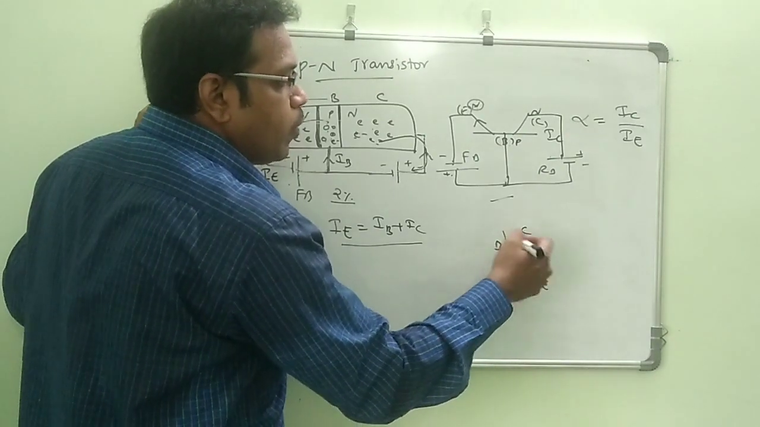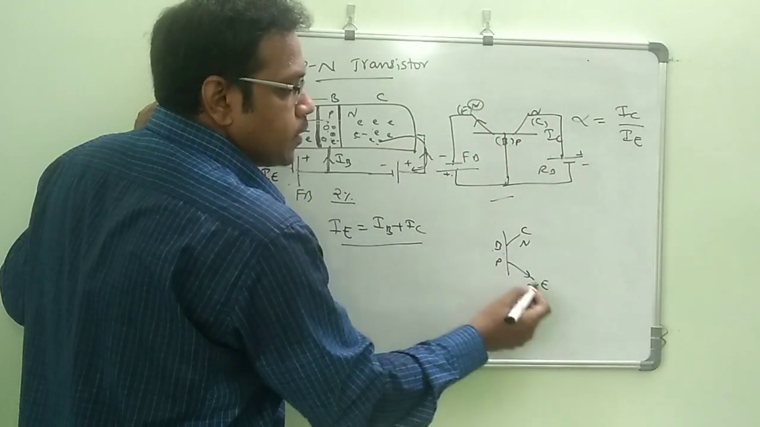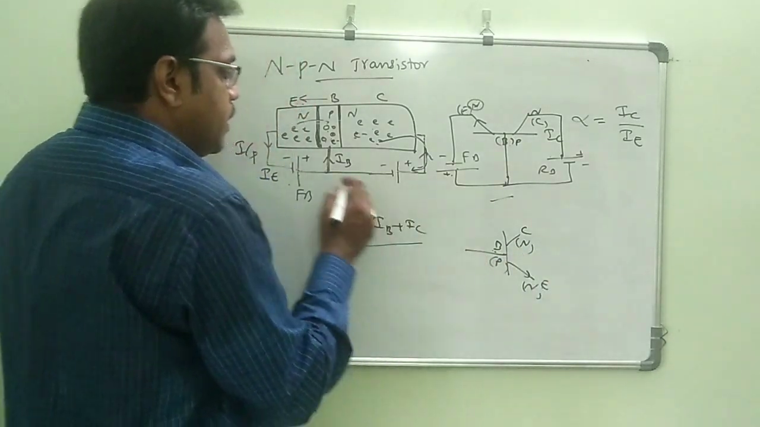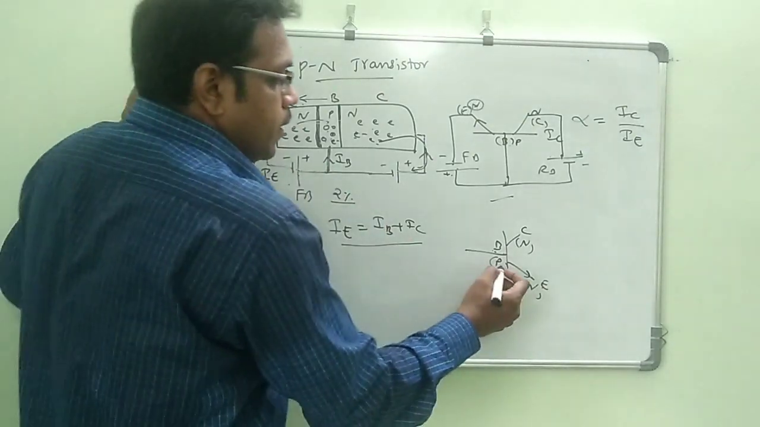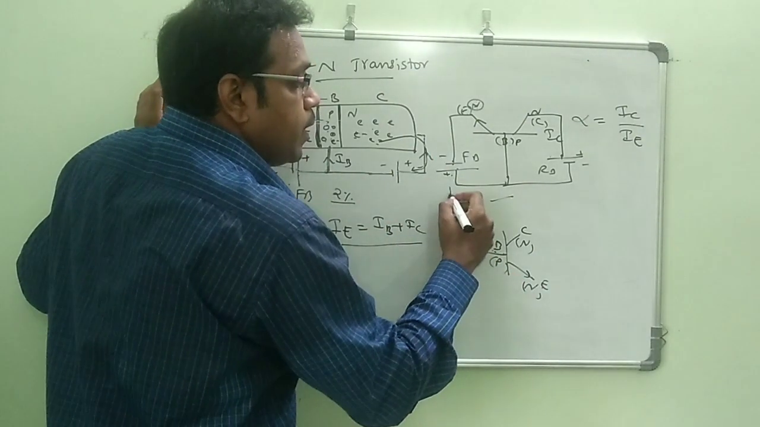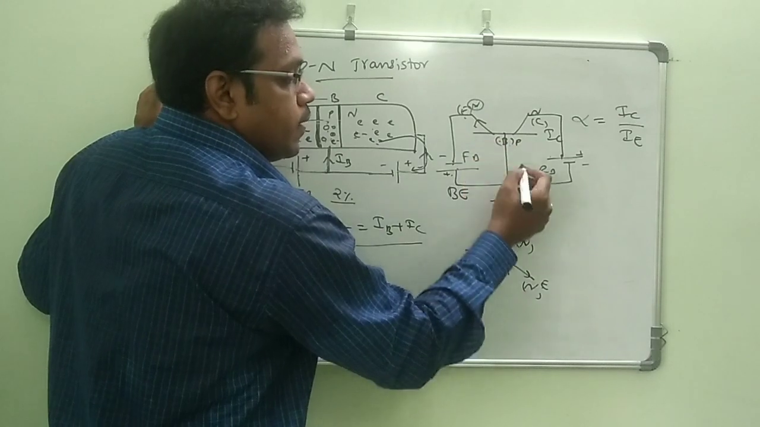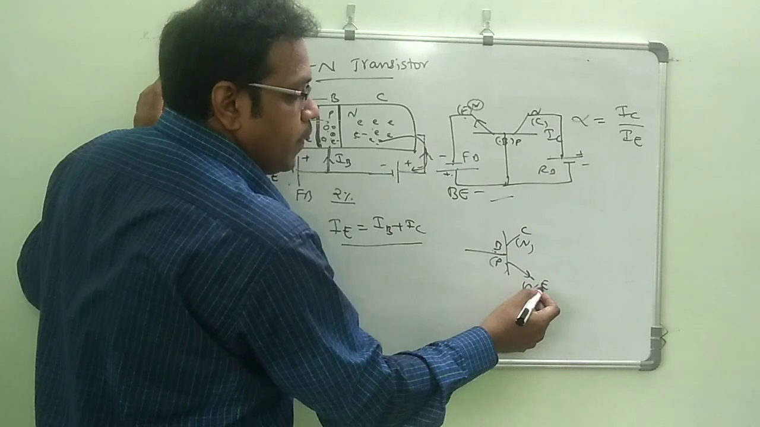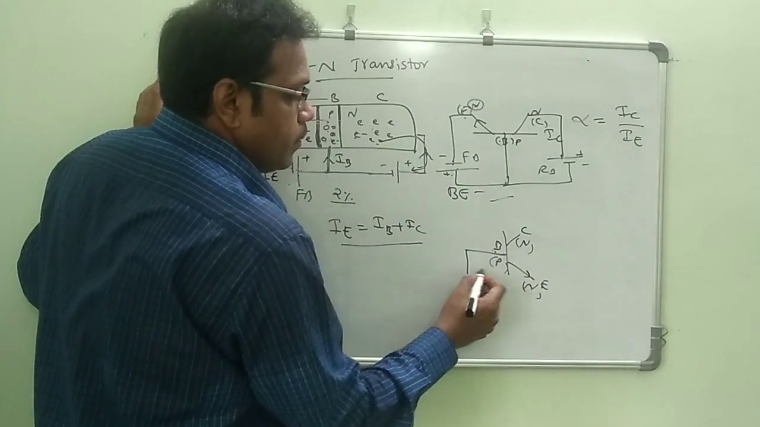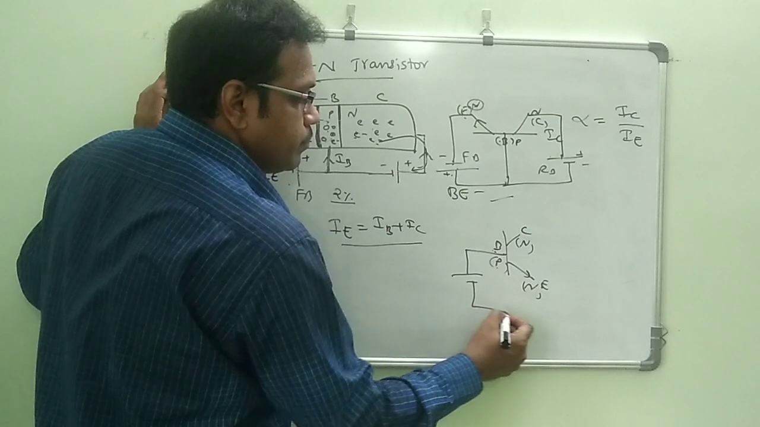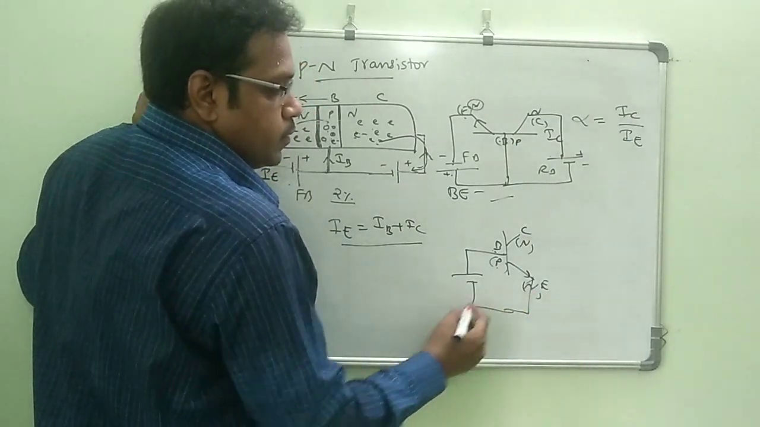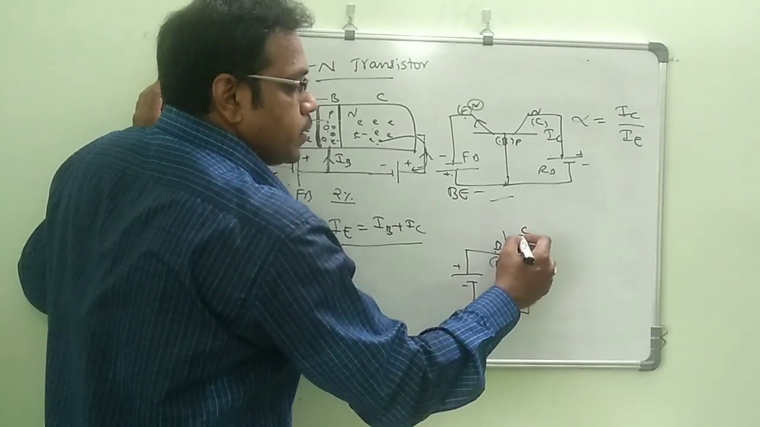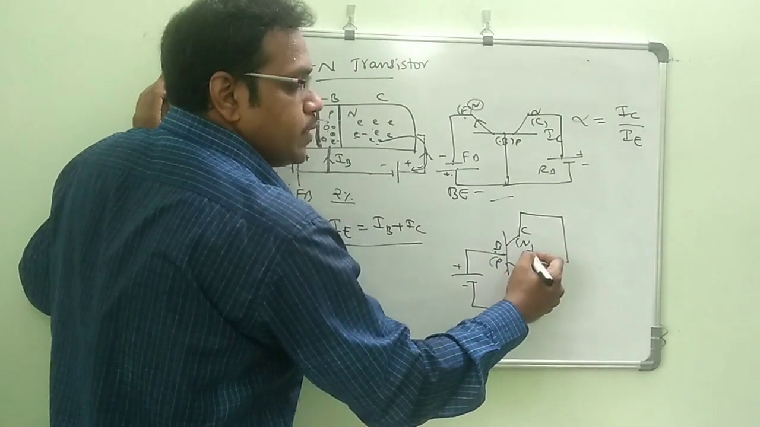And now I want to draw the NPN diagram like this. Base and emitter, in this NPN transistor, should be forward bias, and collector and base reverse bias. So for base and emitter, the base is positive and the emitter is negative. Next, collector is N.